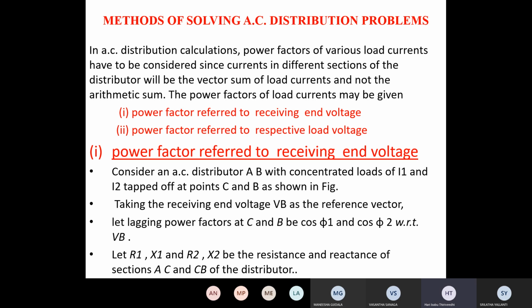Sometimes in the 2nd unit they ask a problem, and sometimes in the 4th unit they ask this theory, to derive the manual methods of AC distribution system. At that time, you have to write down these two: power factor referred to receiving end voltage and power factor referred to respective voltage. Generally this is problematic, so I can explain it in the next class, right?